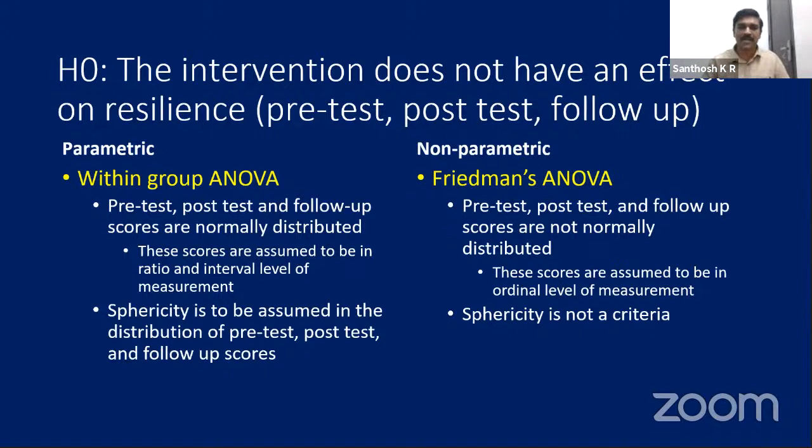If it is not normally distributed, then we will go for Friedman's ANOVA. And Friedman's ANOVA uses ranks. Not signs, but real ranks, as we did in Mann-Whitney U and Kruskal-Wallis H. It will use the real ranks, and based on those ranks, they will assess the pre-test, post-test, and follow-up.